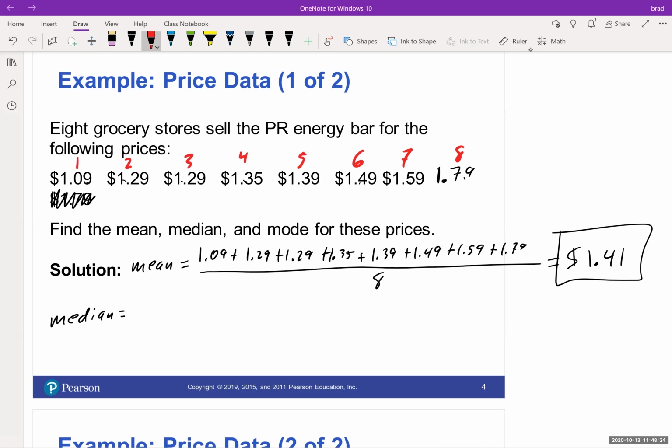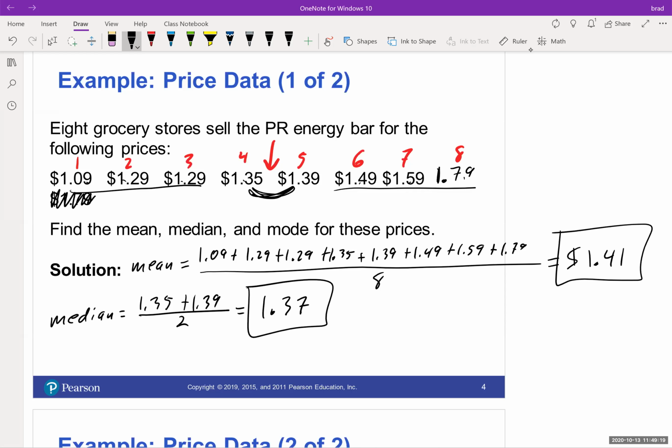So we need the number that is smack dab in the middle of the two of them. If I go right here, I have 4 numbers over here and 4 dollar amounts over here. That means to the left and the right, I have the same amount. The problem is there's no number in between. So what we have to do is take 1.35 plus 1.39 and divide by 2. That's how we find the middle value. So I did 1.35 plus 1.39, divided it by 2, and that gives me 1.37. So this would be our median, okay?